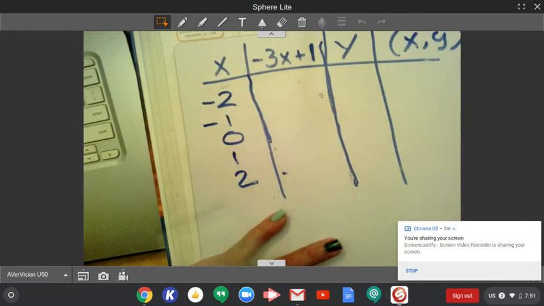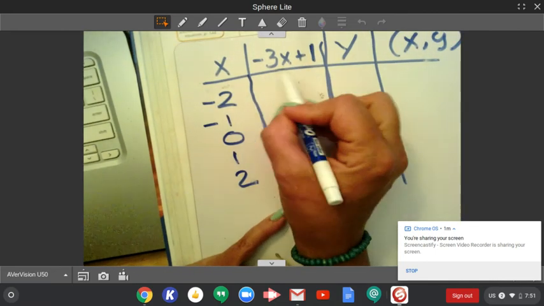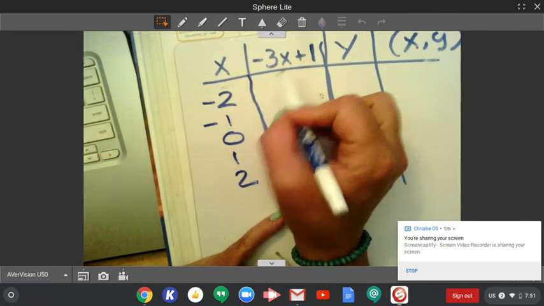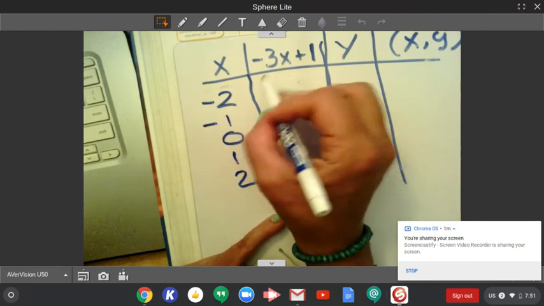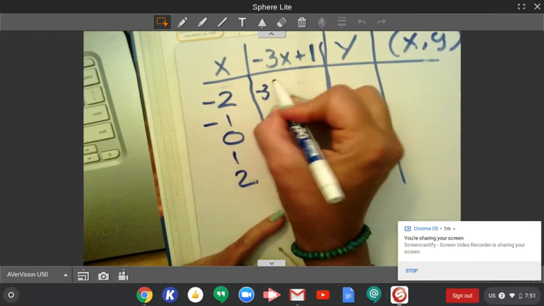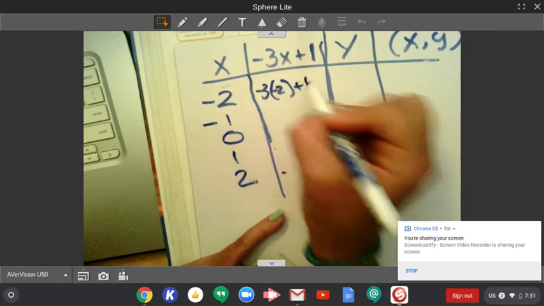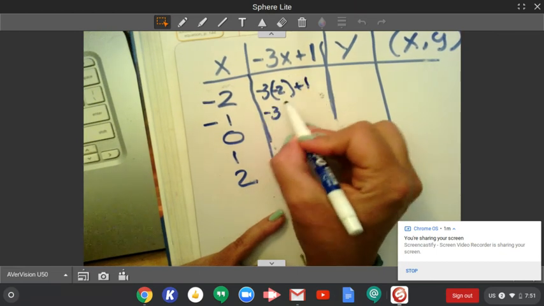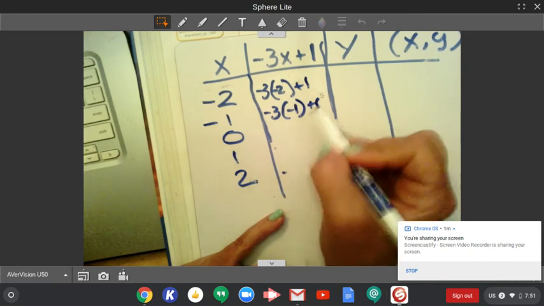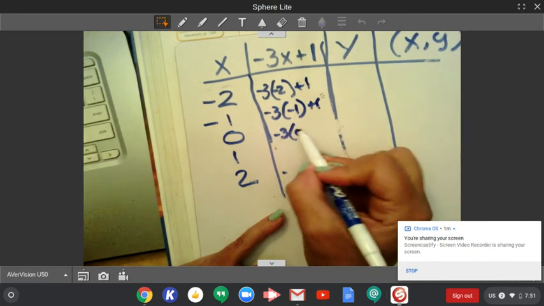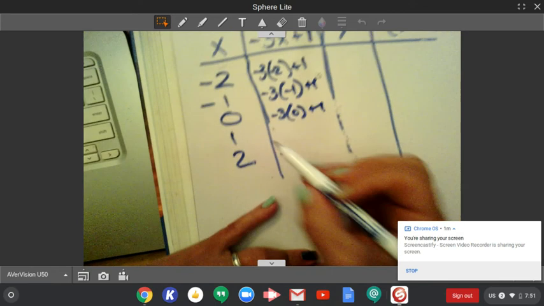You get a nice balance on your line, a couple of negatives and positives, and usually that works well with graphing. Okay, the next thing you're going to do is just input for x your different values of x. So we're just going to rewrite this. All I'm doing is substituting for x the changing values of x. Okay, so you're just rewriting.